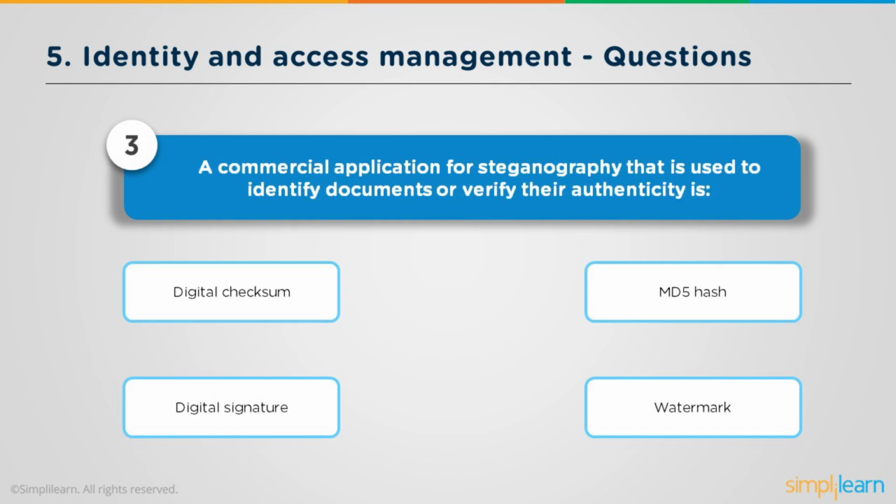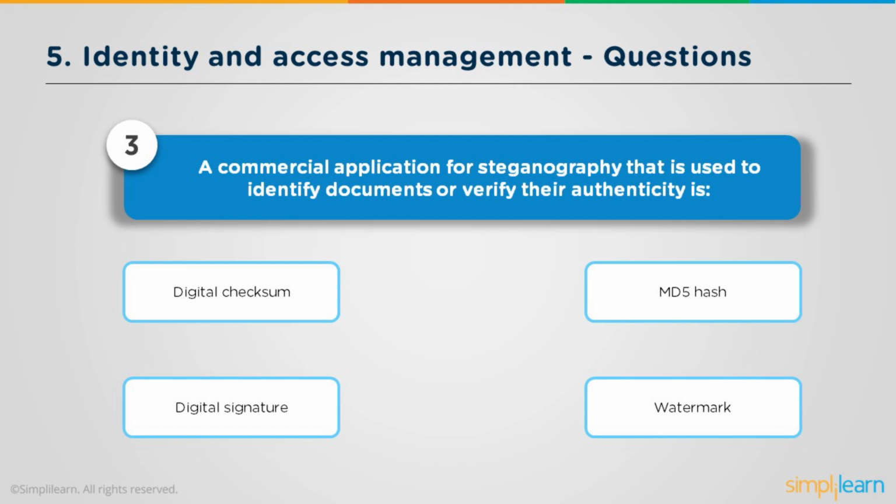Next question. A commercial application for steganography that is used to identify documents or verify their authenticity is either a digital checksum, an MD5 hash, a digital signature, or a watermark. Now here the keywords matter. We are talking about steganography, so suddenly people start thinking about hiding data within data. And then if you just isolate the words identify documents or verify their authenticity, we basically directly go to a digital signature, because that's what we utilize for non-repudiation.